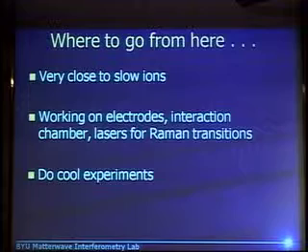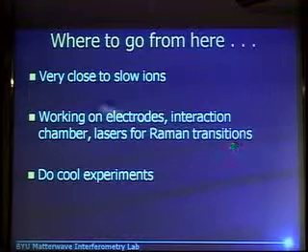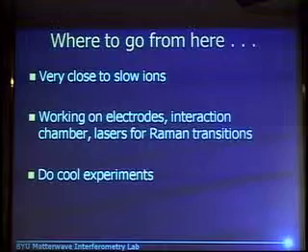All right, so where do we go from here? We're very close to having slow ions. We've got the cooling laser. We've almost got it locked. We've got the ionization laser, which we don't have to lock. So very soon we should have a slow ion beam. We've got the interaction chamber. Our machinist has parts for that. I'm working on the electrodes, which will accelerate the ions.